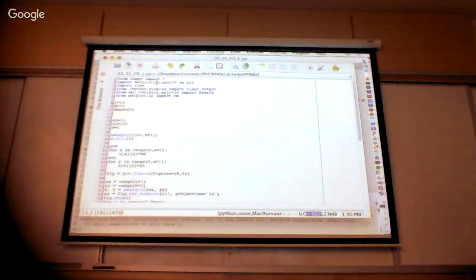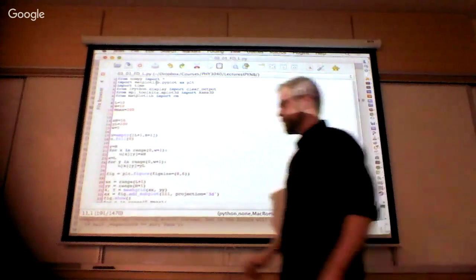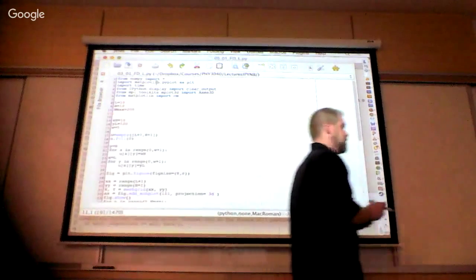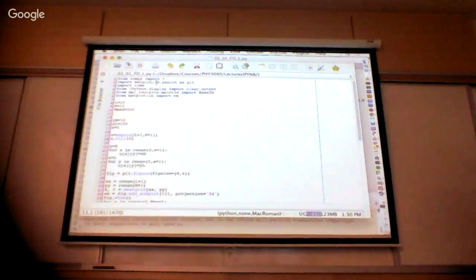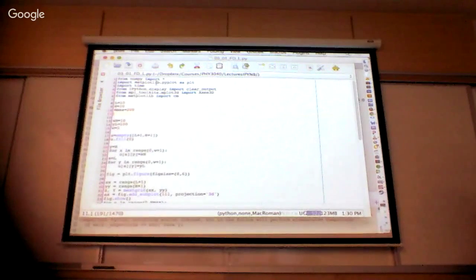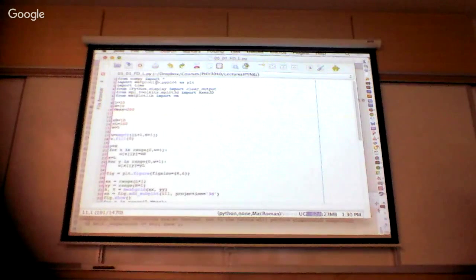So again, we're going to have our grid that will look like that, okay? And we're going to set some W value, in different colors. So all the points here, we're going to say these are Neumann boundary conditions. We have an insulator to the left. Okay? And also along here.